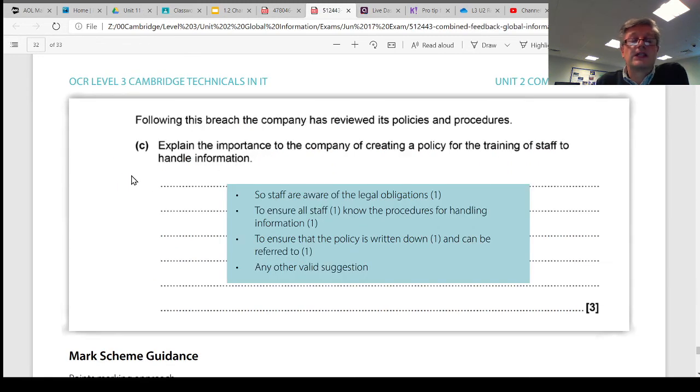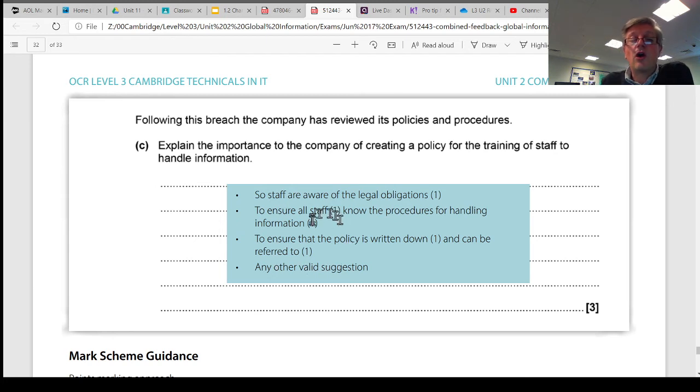So here are some of the things that the exam board suggest were good answers to this question. Why do we train staff, and why do we create a policy for staff training? Well, so that all staff are aware of the Data Protection Act and the Computer Misuse Act, any other legislation that they need to be aware of, so they know what the laws are surrounding these issues, because we don't want anybody breaking the law. We don't want big fines, we don't want court cases, we don't want people getting fired and so on. Okay, we don't want people's data where it ought not to be.